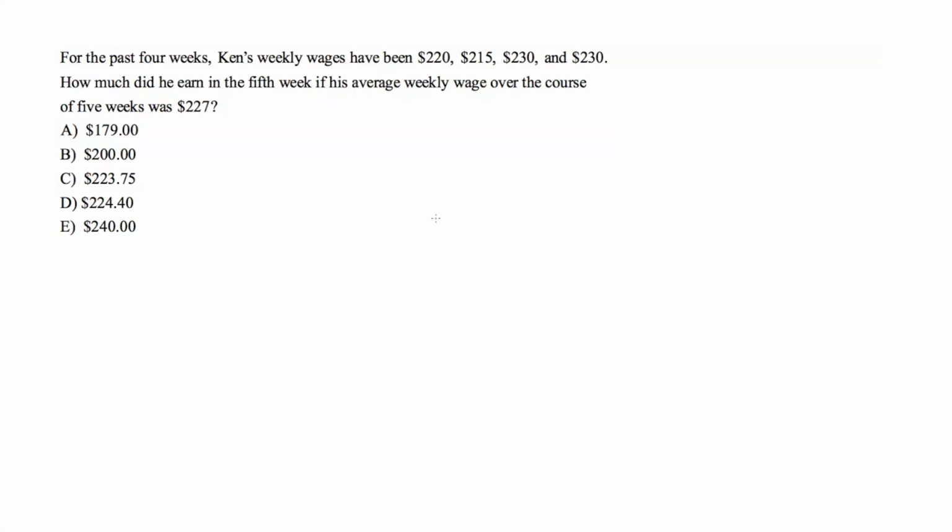For the past 4 weeks, Ken's weekly wages have been $220, $215, $230, and $230 again. How much did he earn in the 5th week if his average weekly wage over the course of 5 weeks was $227? So for this question, since we're dealing with average, we want to use the acronym TEN.